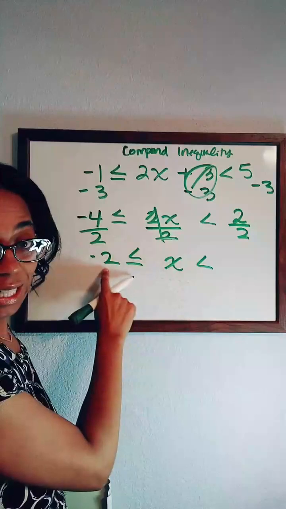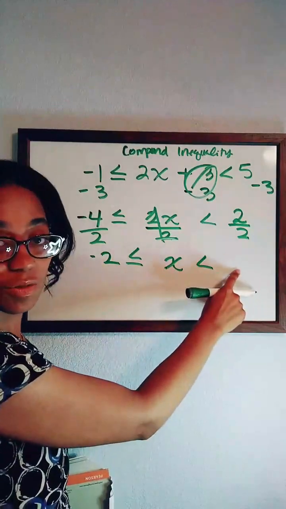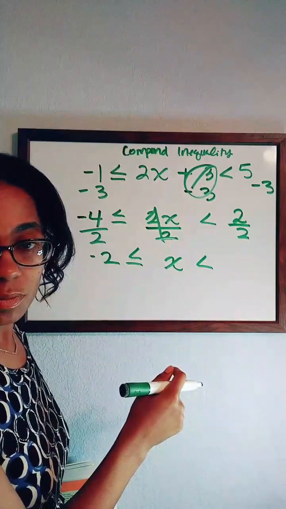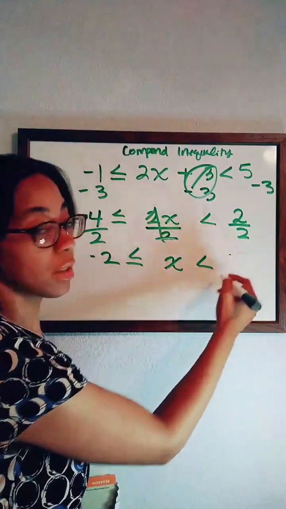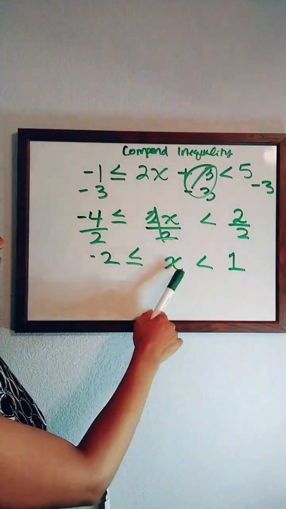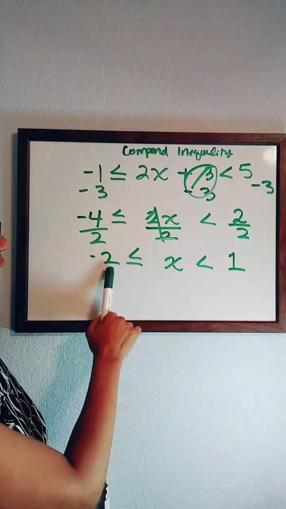-2. Very good with that -2. Good job, Nay. And then 2 divided by 2. Very good. Not 2, but 1. Excellent. So the answer says that x is greater than or equal to -2, but it's also less than 1.